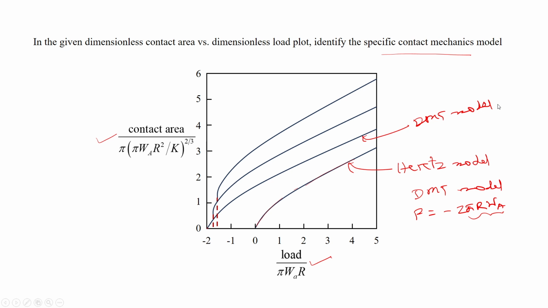And then let us say for the JKR model, we know for the JKR case what the pull-off load is. P is equal to minus 3 by 2 pi r W A. So, 3 by 2 is minus 1.5. The pi r W A is used to make it dimensionless, so the dimensionless load is minus 3 by 2. You see here that the contact area becomes 0 at minus 3 by 2 for this case, right. Therefore, this particular curve has to be for the JKR model.